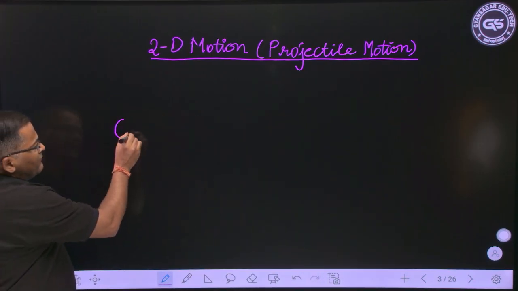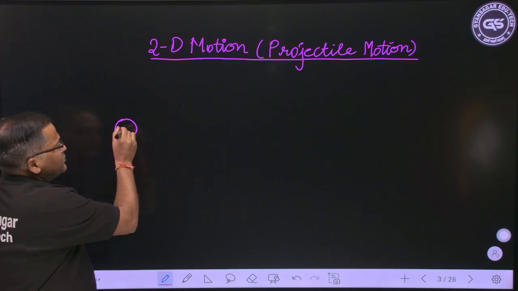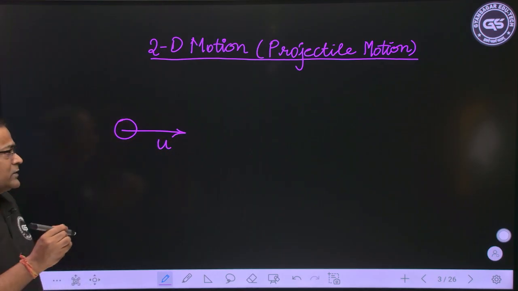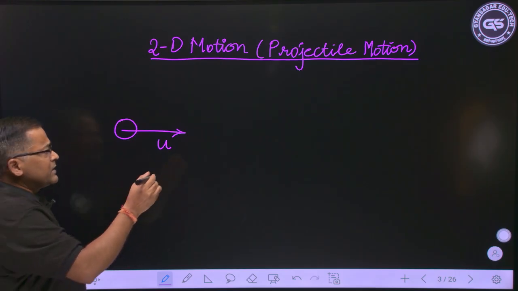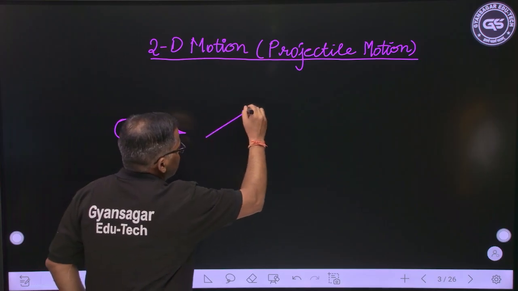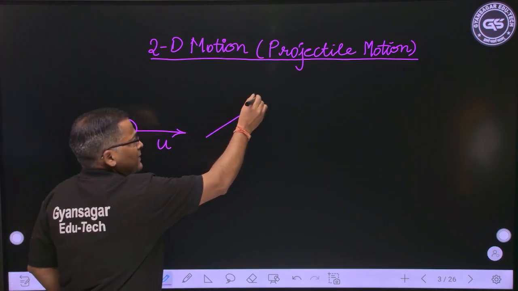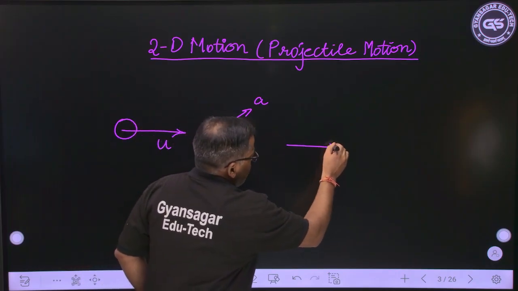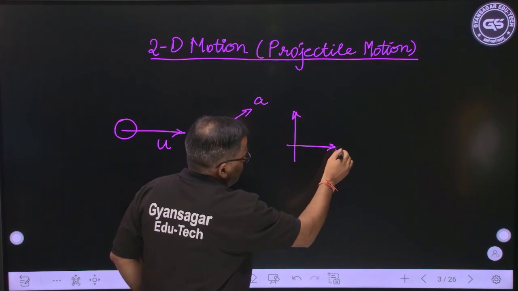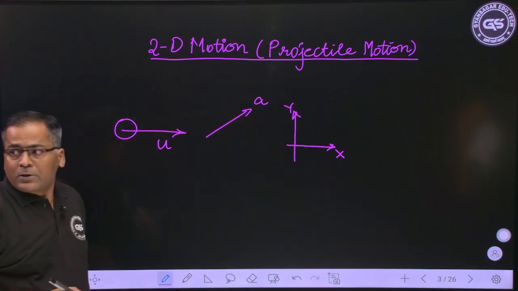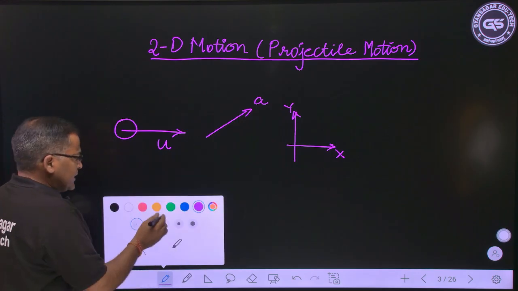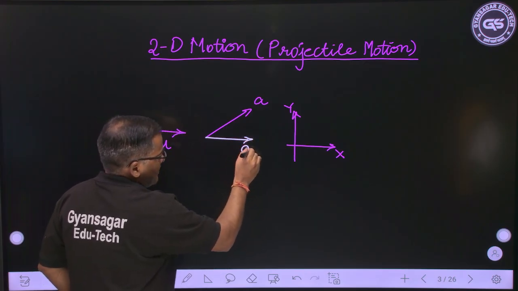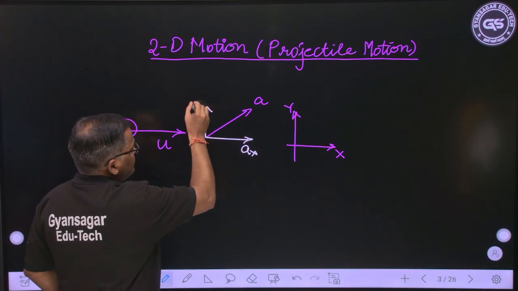Let me say I have a body and the body is moving like this with some velocity, let me say u. Now with this initial velocity, I apply an acceleration here like this. This is my acceleration, this is my initial velocity. So coordinate system can be selected like this. Now I will resolve this acceleration in two components. One is along x axis and the other is along y axis.